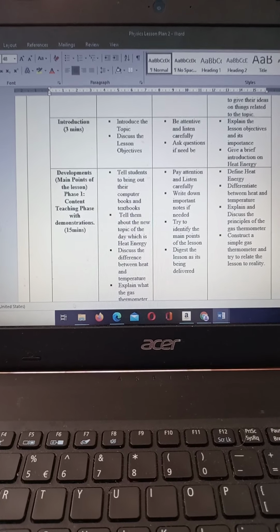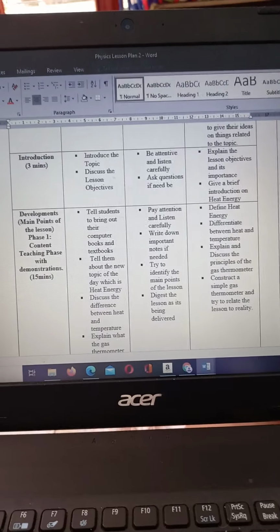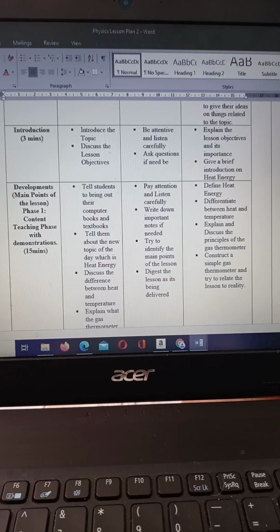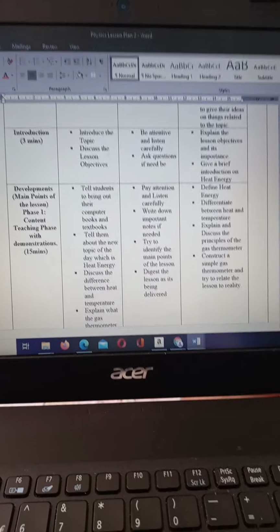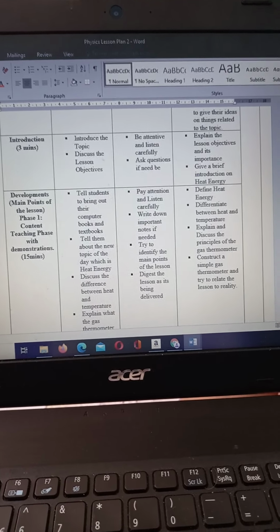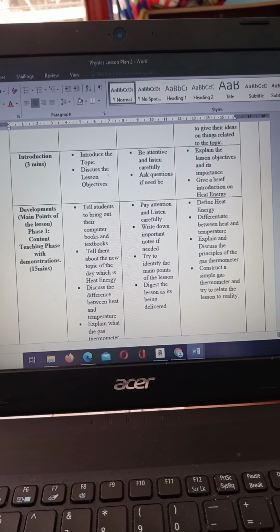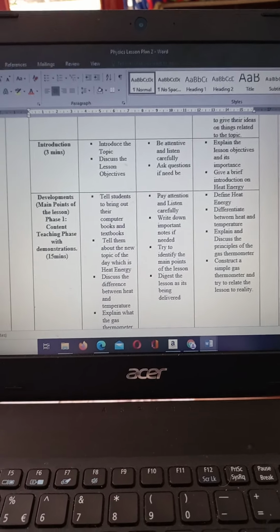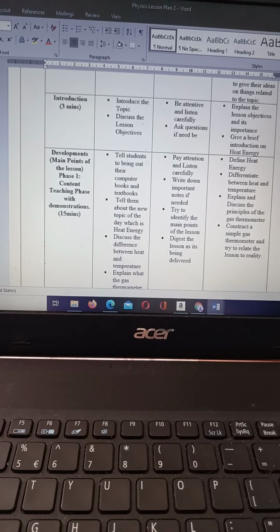What do I expect from the students? I expect the students to be attentive and listen carefully, and ask questions if need be. If there's a question, they could ask it anytime. Then 3, explain. My content summary would be to explain the lesson objectives and their importance and give a brief introduction on heat energy. The third, now we're up to phase 1.